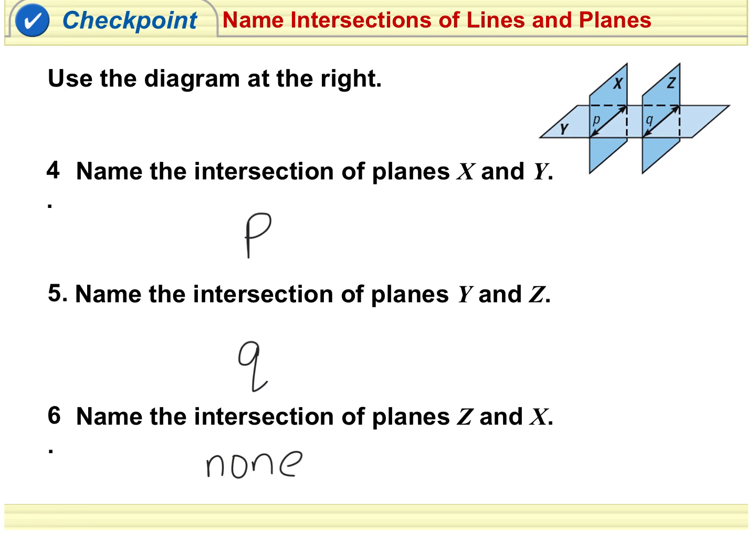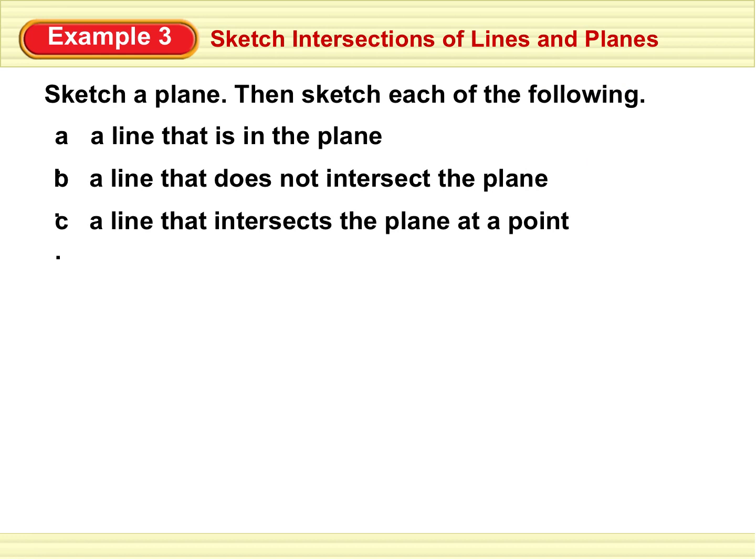Nice job. Okay, now we're going to get into sketching different examples. Flip your notes over to the back side. We want to sketch a plane, then sketch each of the following. A line that is in the plane. What does a plane look like? A shape. I'm going to just use a square for now, or a rectangle. We want a line that is in that plane.